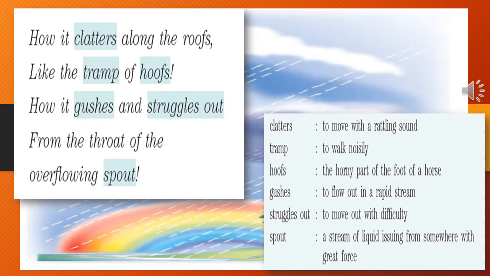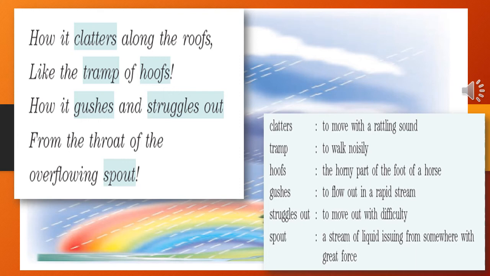How it clatters along the roofs like the tramp of hoofs, how it gushes and struggles out from the throat of the overflowing spout. How it clatters along the roofs. The meaning of clatters is to move with a rattling sound, like when a hard object is falling or striking on something, that sound that it makes. So the poet here tells that the water that is falling on the roofs is moving with a rattling sound.